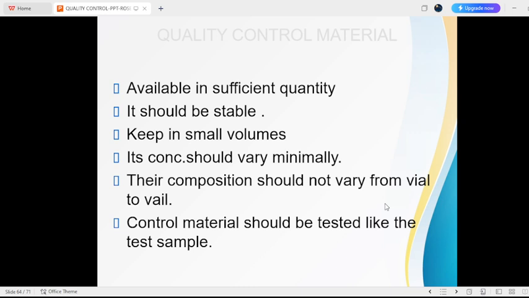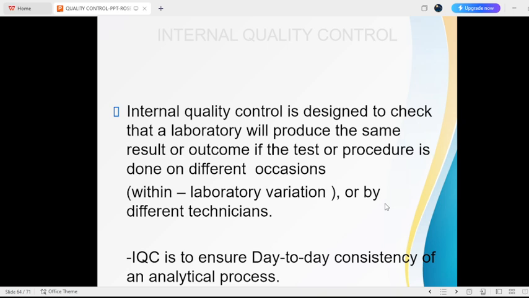It should be available in sufficient quantity, should be stable, always allocated in small volumes and kept at the correct temperature in a refrigerator, and its concentration should not vary. Their composition should not vary from vial to vial, and temperature is also very important while storing the quality control materials, and it is also tested in a similar manner to a test sample, the routine test sample.